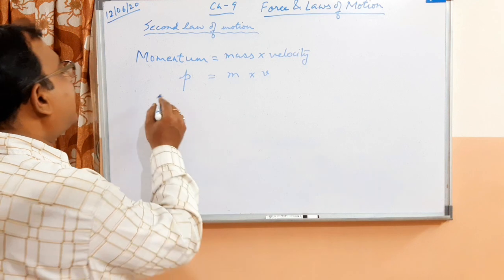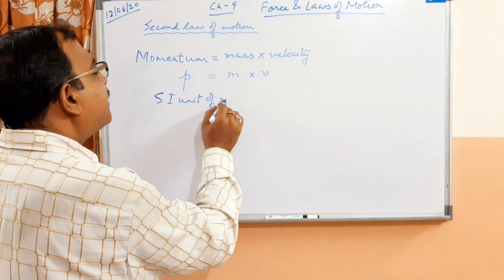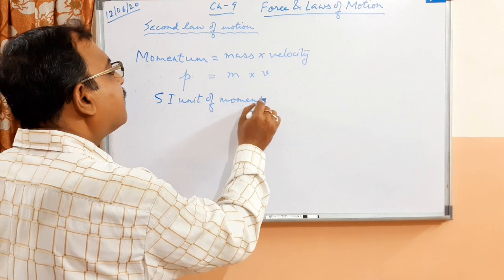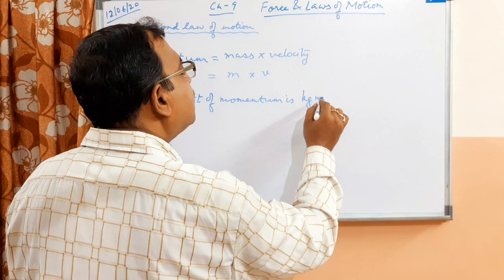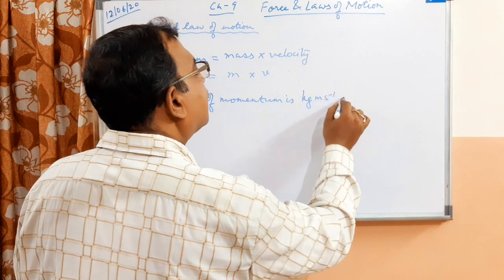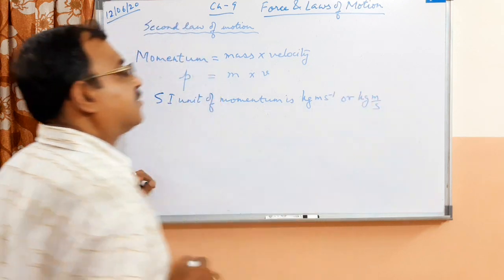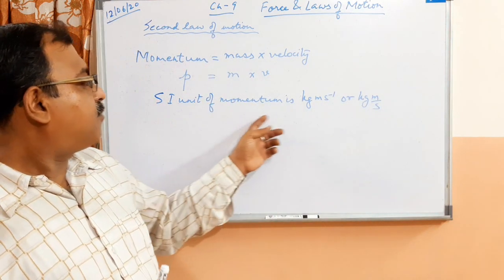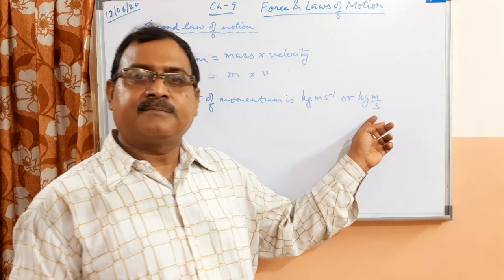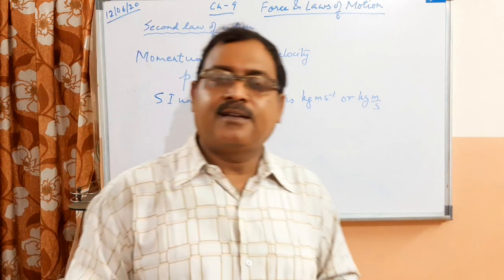One more thing, SI unit of momentum is kg meter per second, or you can write kg meter per second this way, right? So SI unit of momentum is kg meter per second. It is a vector quantity, right?